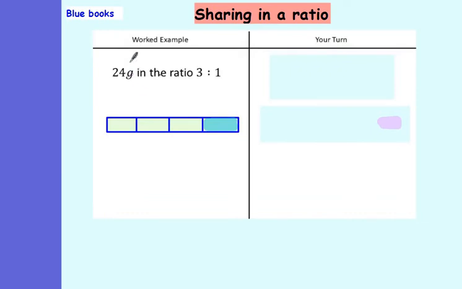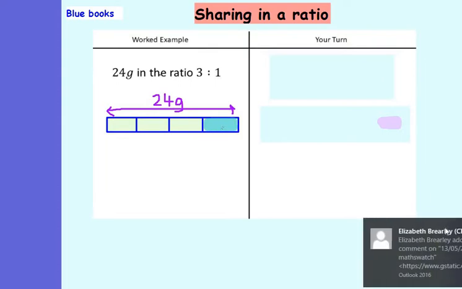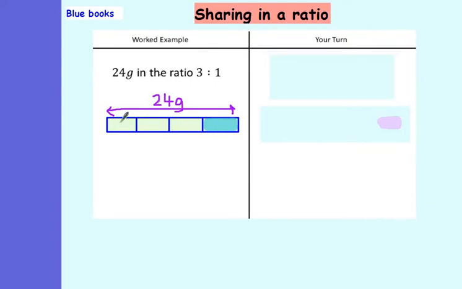So I've been asked to share 24 grams in the ratio 3:1. And I've drawn a little picture. I've got the ratio 3 light blue squares to 1 slightly darker blue square. And I know that I'm sharing 24 grams across all of this ratio. Now, how many parts have I got in my ratio, Xander? 4, exactly. So to work out what one of those parts is, I need to do 24 divided by 4, which gives me 6. So each of those little parts in my ratio is equal to 6.